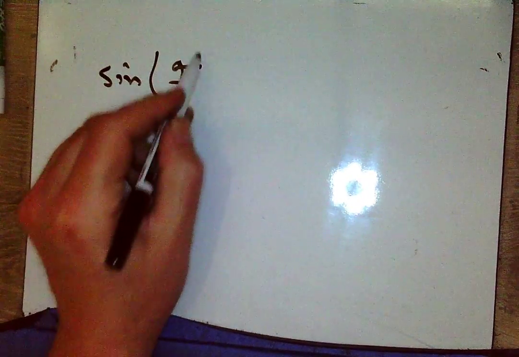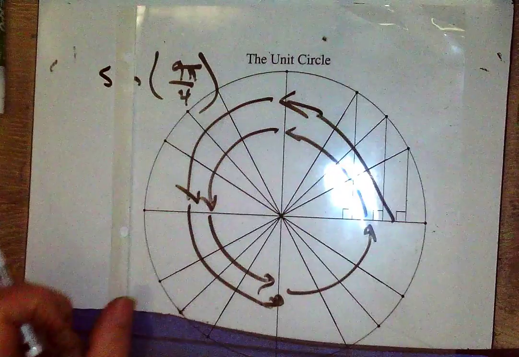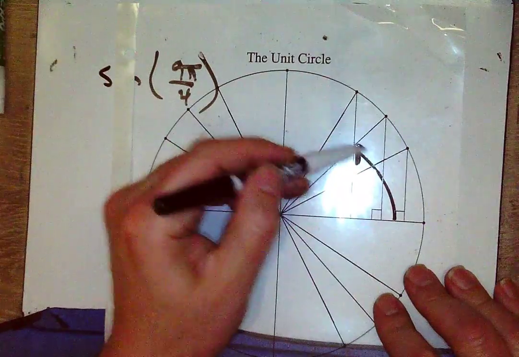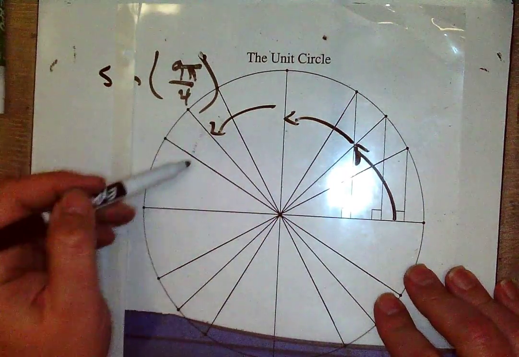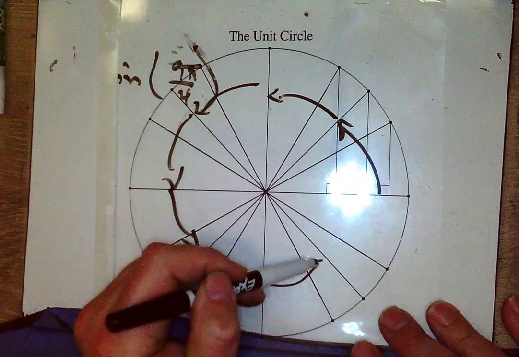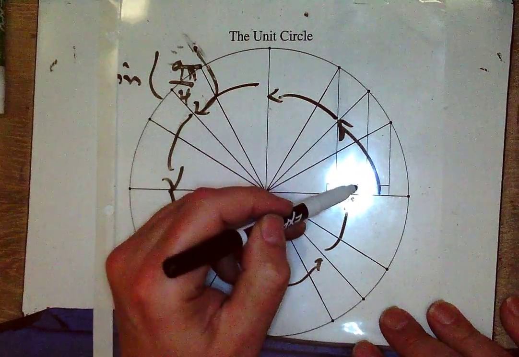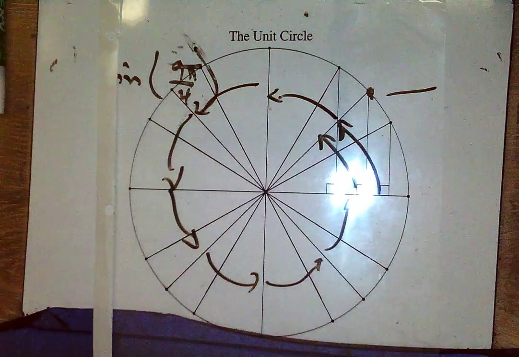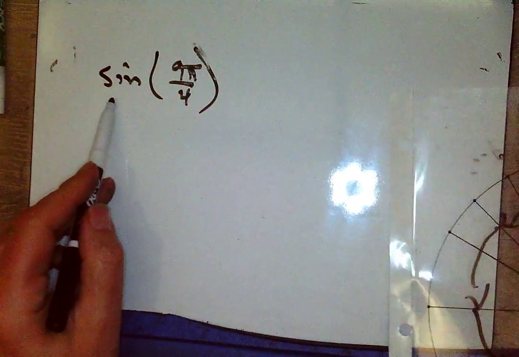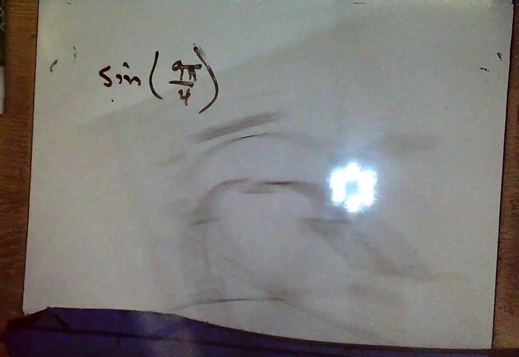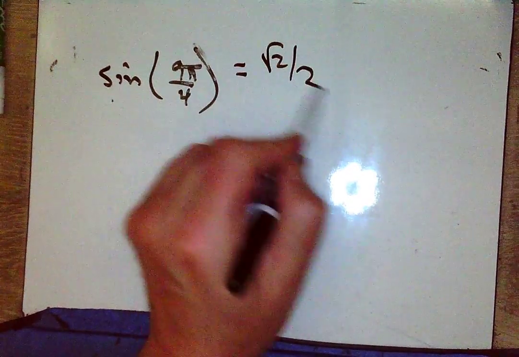How about the sine of 9 pi over 4? You could certainly count pi over 4s. 1 pi over 4, 2 pi over 4, 3 pi over 4, 4 pi over 4, 5 pi over 4, 6 pi over 4, 7 pi over 4, 8 pi over 4, 9 pi over 4. And we're looking for the sine. The sine is the y value there, and we should end up with root 2 over 2.